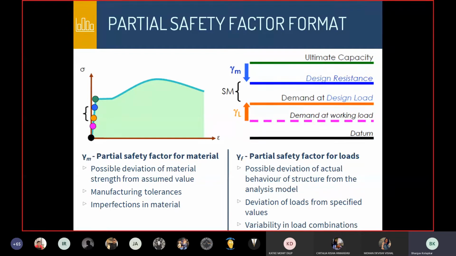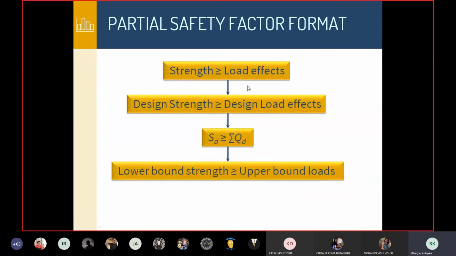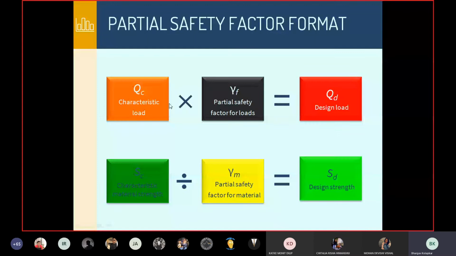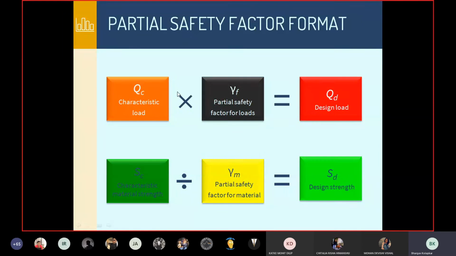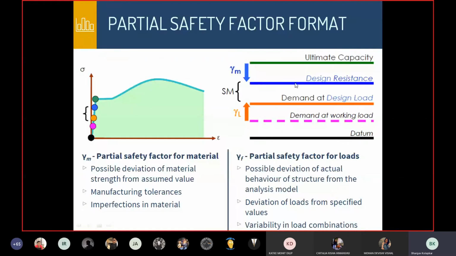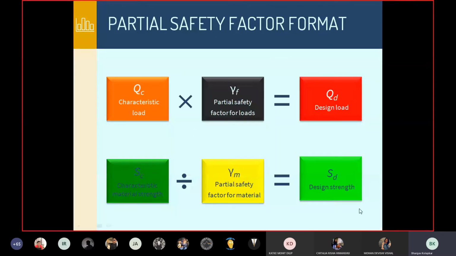Further, what we are doing is we are multiplying the characteristic load by a safety factor, and dividing the characteristic strength by a safety factor. And this is that safety margin. So this characteristic load, which is this pink line that you see here, multiplied by the safety factor gives a design load. The characteristic strength, which is this green line here, divided by gamma m, gives what is called the design strength.